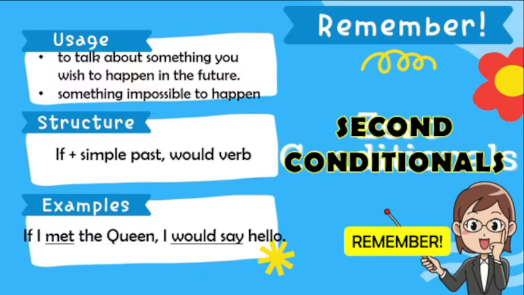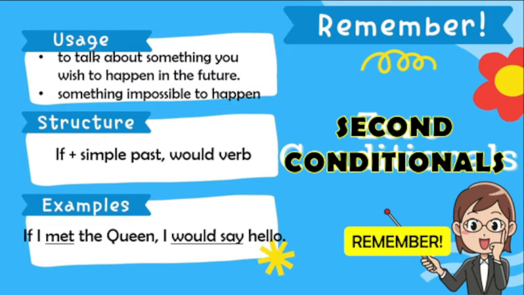Let us now move on to second conditionals. These are used to talk about something you wish to happen in the future, something impossible to happen. A structure, if plus simple past, comma, would plus verb. Example, if I met the queen, I would say hello. If clause, if I met the queen. Result, I would say hello.